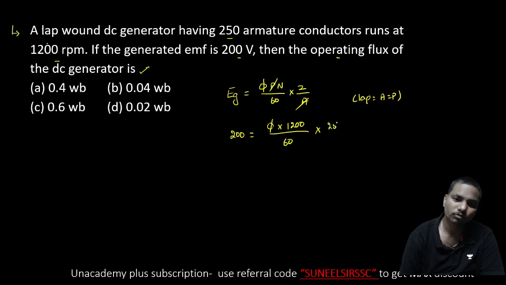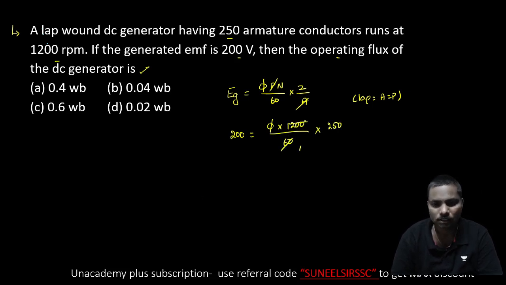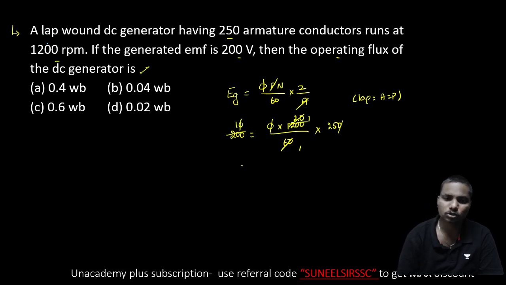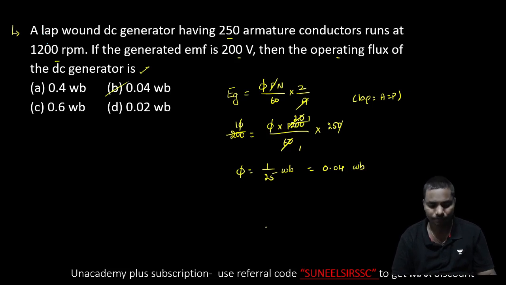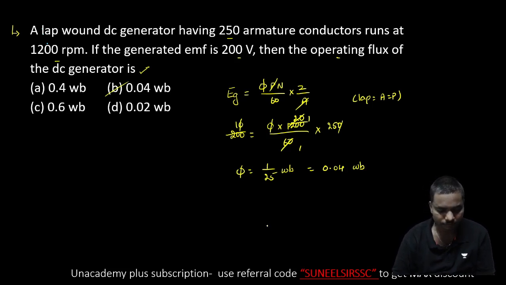Number of conductors is 250. So φ is equal to 1 by 25 Weber. 1 by 25, if you consider it as 100 over 25, that is 0.04 Weber. So the answer is option B. Okay, coming to the next question, guys.